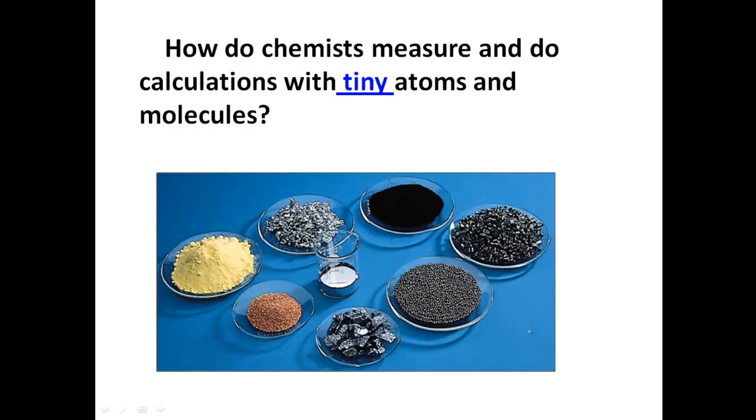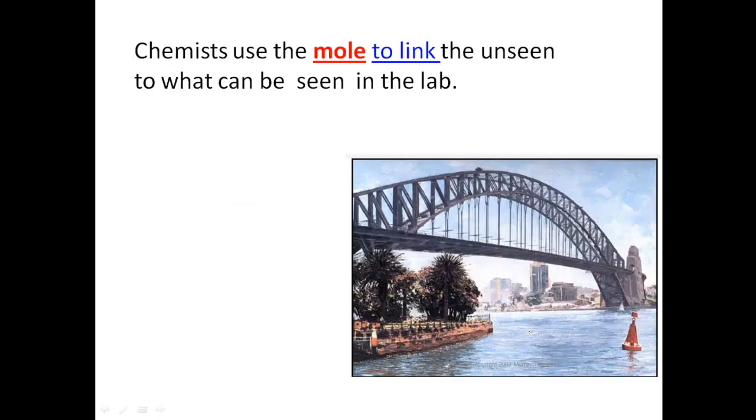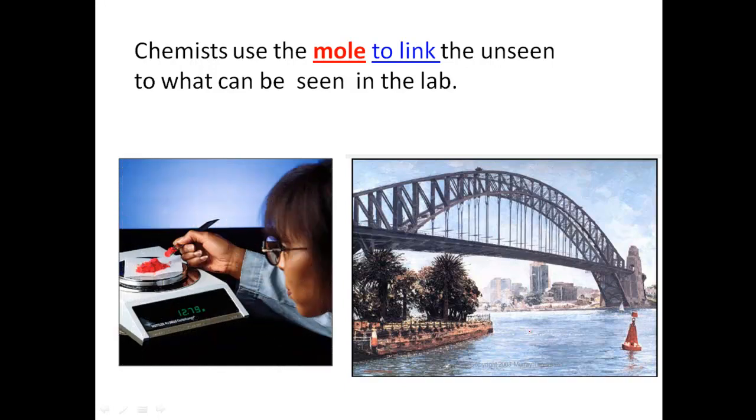So how do we measure and how do we do calculations with tiny atoms and molecules? Remember from week 1 and 2, we learned that atoms are the smallest particles that you can have. They're subatomic particles that can only be seen with the microscope. We can't see them with our visual eyes. So what chemists use is a unit called the mole, and this is what we use to link the unseen to what we actually can see in the lab.